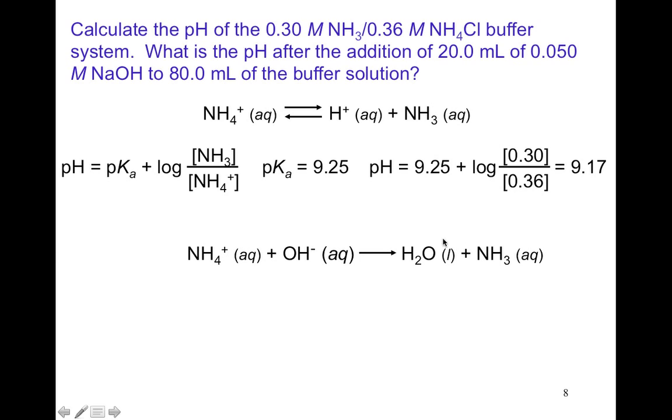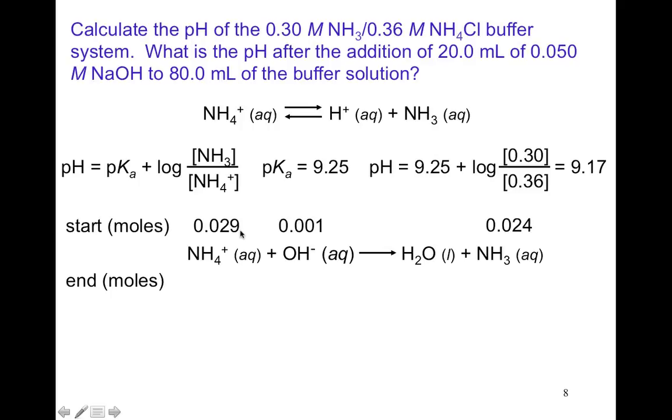So you say, okay, we're adding sodium hydroxide. Sodium doesn't affect it, but the OH minus does. And so let's start with moles, and we're going to end with moles. So we have 0.029 moles to start with, 0.001 moles of our hydroxide, because if you have molarity and a volume, molarity equals moles per liter. That's the way they're getting these here. Oh, pardon me. And you have 0.024 for your NH3.